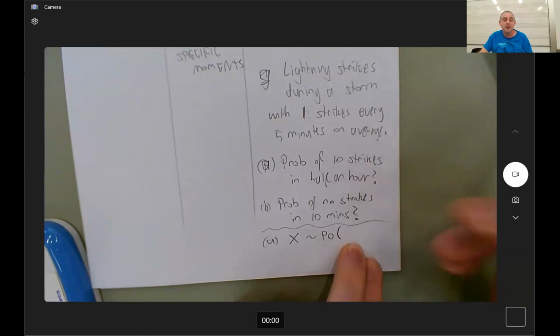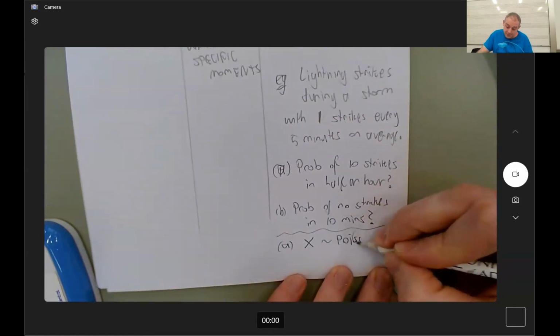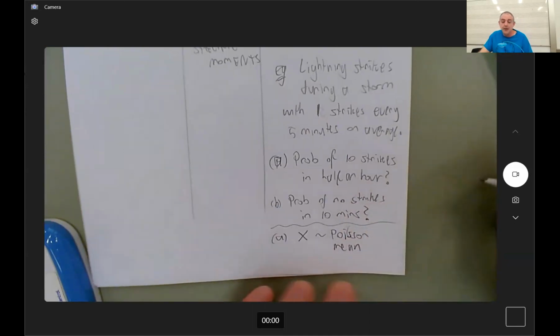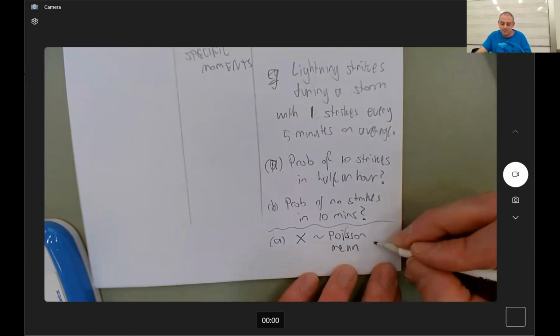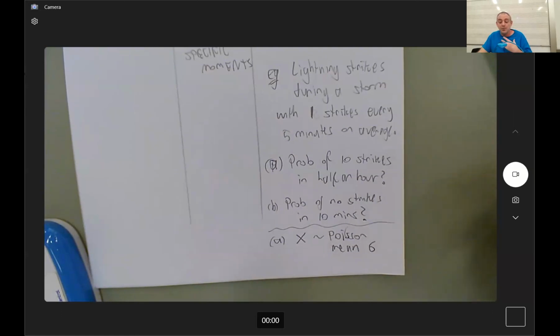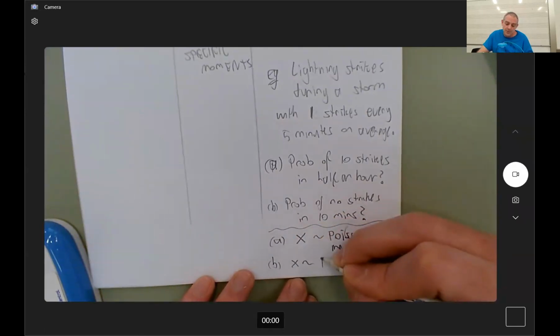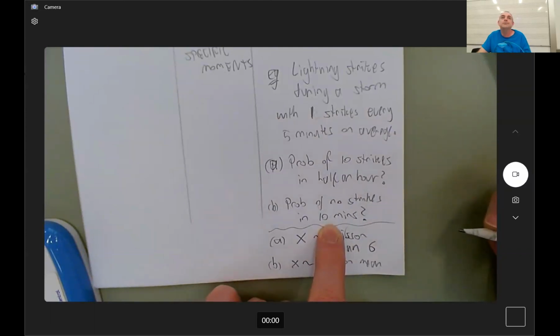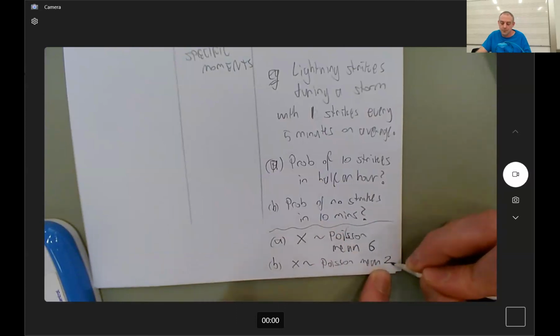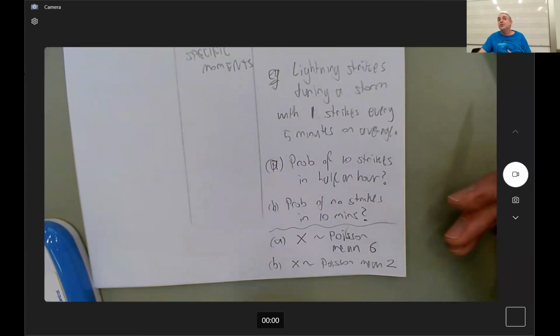I'll get over it. Poisson distribution, and in this spot, most people put the mean. I don't know how your lecturer does it. So I'm just going to say Poisson with mean. Well, how many do I expect there to be in half an hour? 6, because there's one every 5 minutes on average. And so I would be using the Poisson distribution with mean 6. And B, I'd be using the Poisson with mean 2, because there's one every 5 minutes. And so my calculations would be different in those situations because it's a different time frame and therefore a different average that I'm expecting.